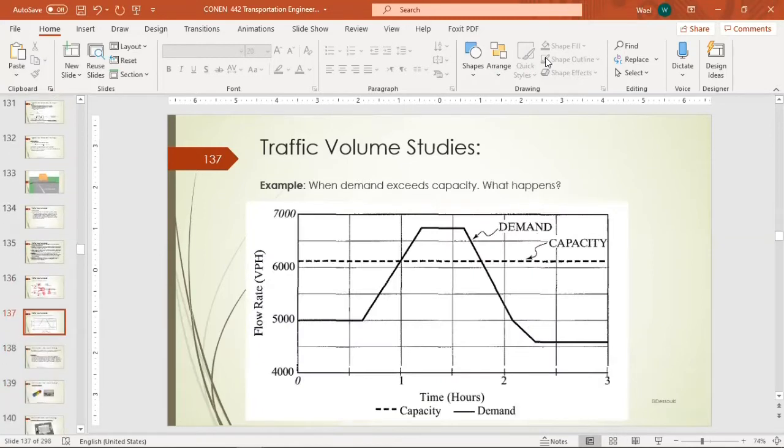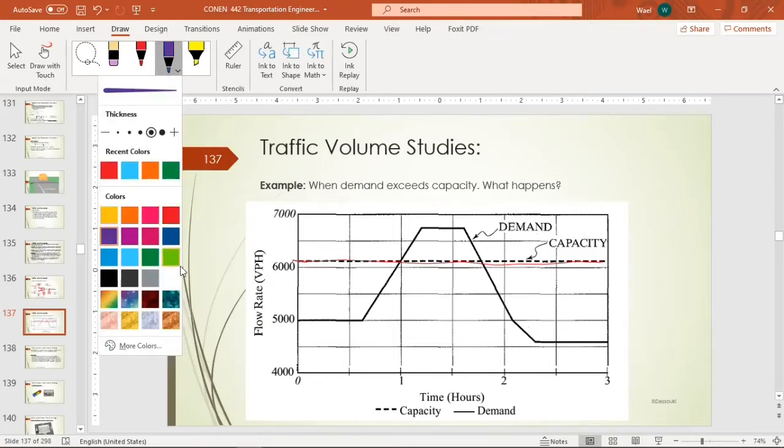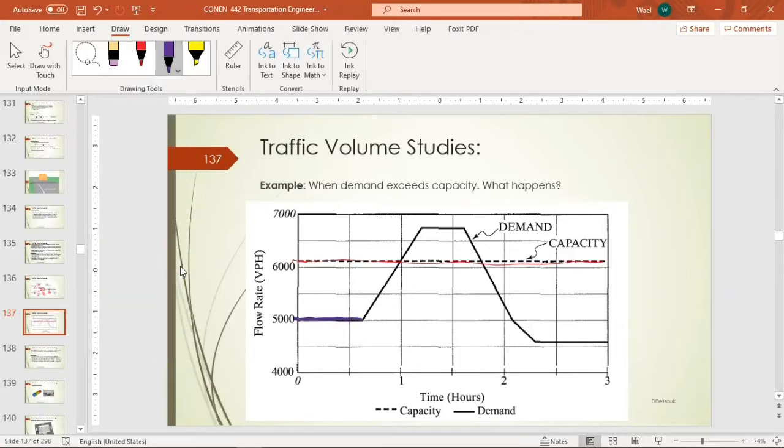If we look here, for example, during peak hour, what happens? Let me mark the capacity here with this dotted line. Capacity is here. And that's the demand. The solid purple line here, that's the demand. So what we can observe here is that at this point in time, the demand exceeds the capacity.